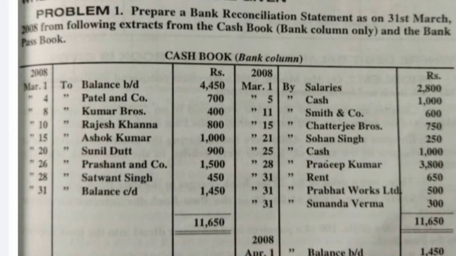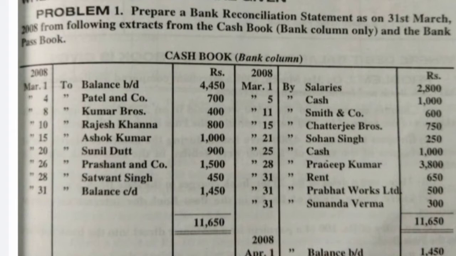On the payment side: salaries, cash, Smith and Company, Chatterjee Brothers, Sohan Singh, cash of rupees 1000. Pradeep Kumar 3800 is getting cleared in the passbook in the month of April, so it is a BRS item. As it is appearing in the cash book on the payment side, it is decreasing the receipt side. So the cash book has the decreasing balance in the month of March. Therefore, it needs to get decreased in the BRS.